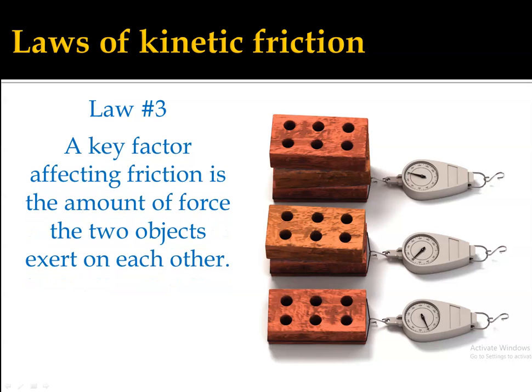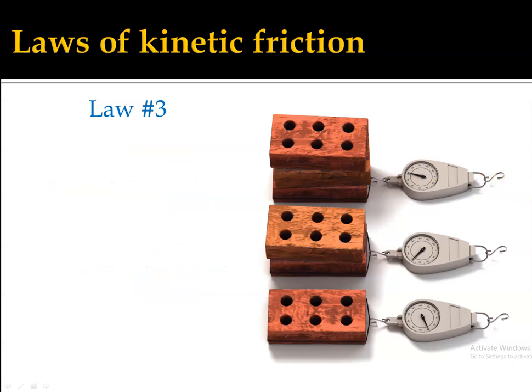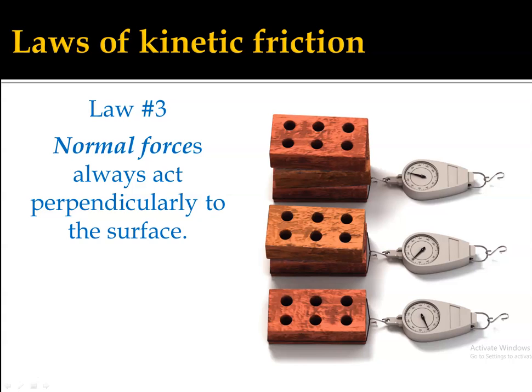So a key factor affecting friction is the amount of force the 2 objects exert on one another. And as the object pushes down on the surface, imagine these bricks pushing down on the tabletop, the surface is pushing back up against the bricks. And we call that normal force. So there's a vertical force coming down on the tabletop, and there's a vertical force pushing back against the bricks. We call that the normal force. Normal forces always act perpendicularly to the surface.